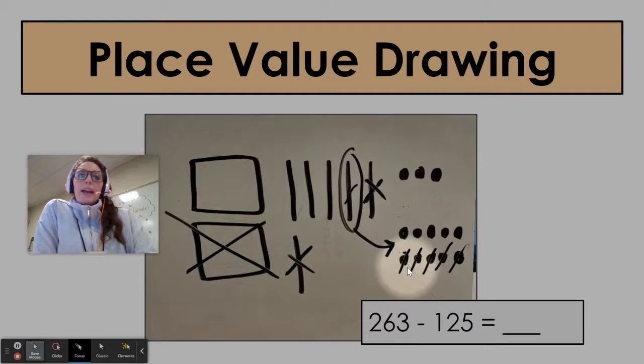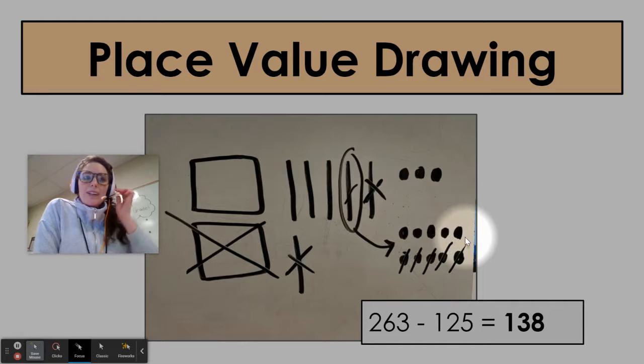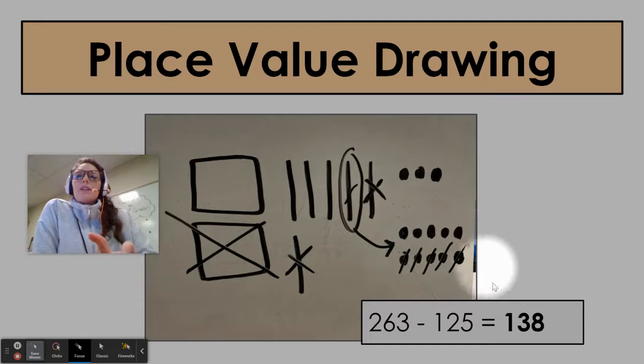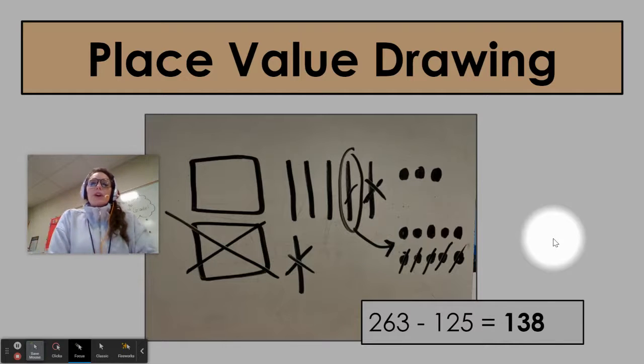Now I can go back and count how much I have left. 138. I have 1 hundred block, 3 groups of 10, and 1, 2, 3, 4, 5, 6, 7, 8 ones to make 138. So those are our subtraction strategies, the number line and the place value drawing.